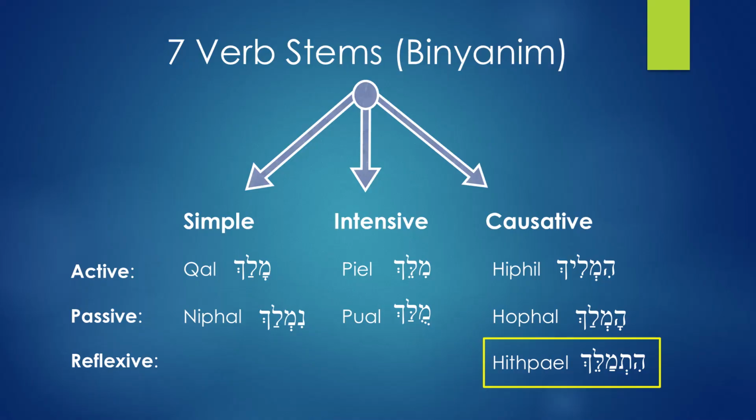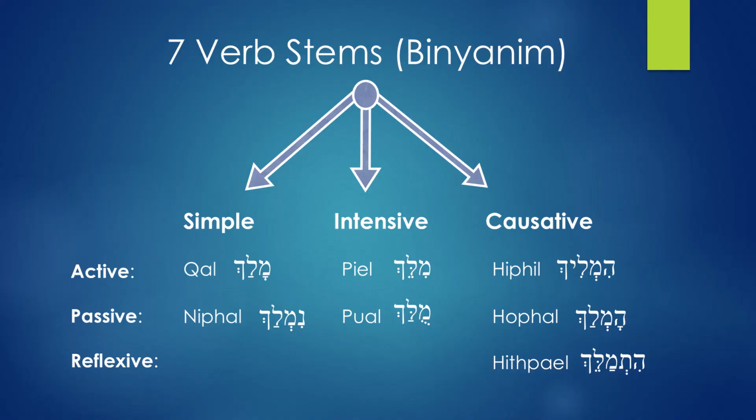Reflexive means the subject is doing the action to himself. So he made himself to rule. So these are the 7 stems in Hebrew. The kind of action can be simple, intensive, or causative.